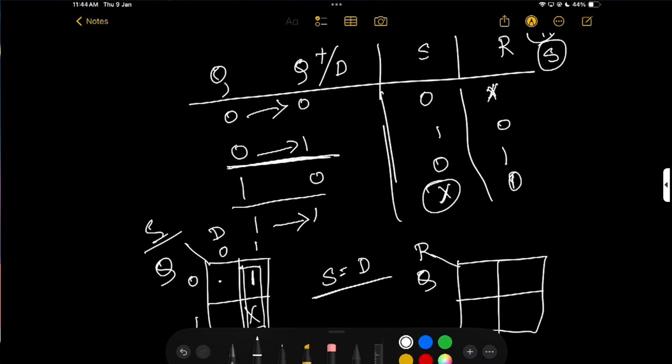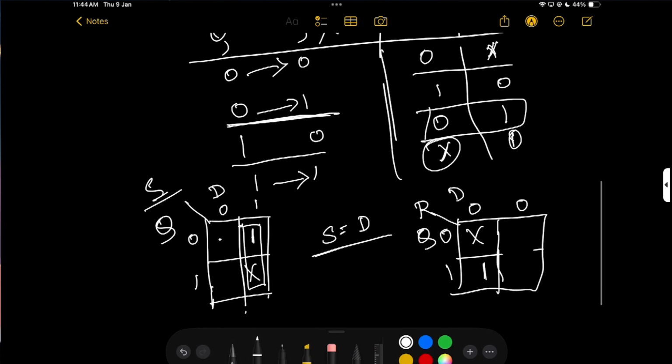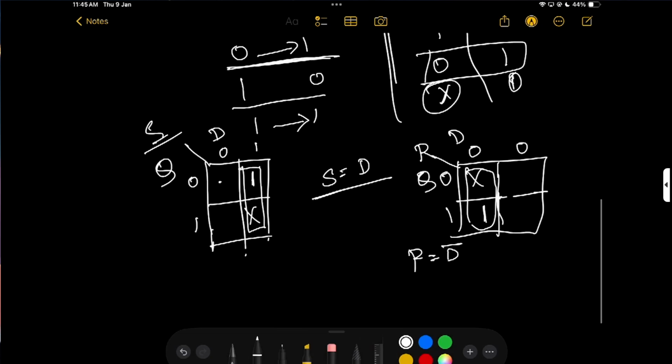Here is Q and here is D. So 0 0, both are 0. So here is cross and this is 0 1. So 0 1 0 1. So this is 1. No, sorry, this is 1 0. I think this is not. This is. So it's D bar. R is equal to D bar.